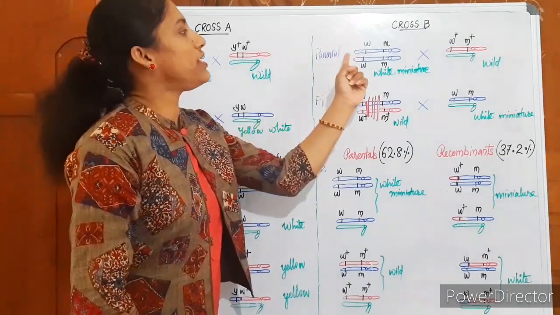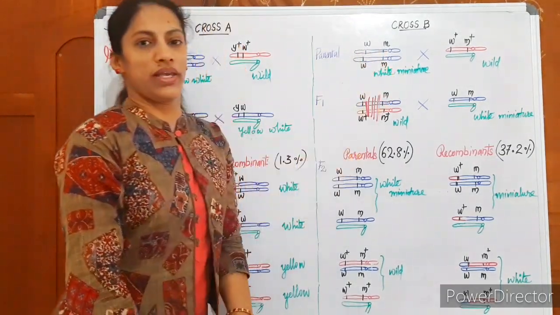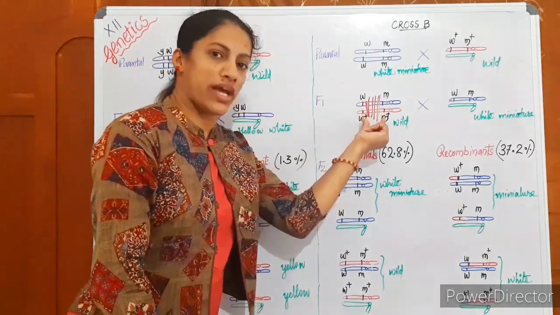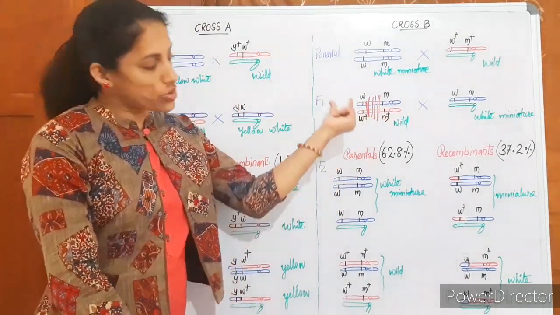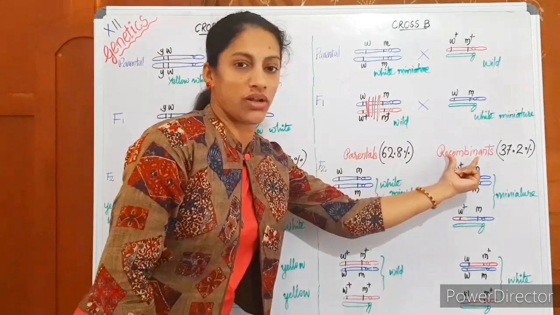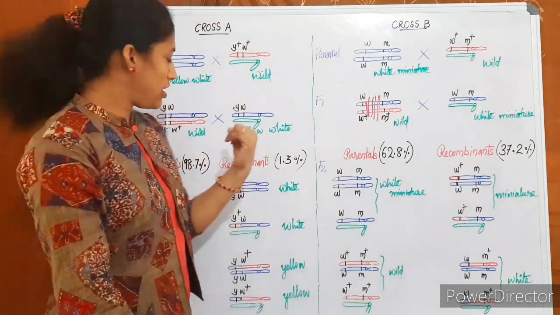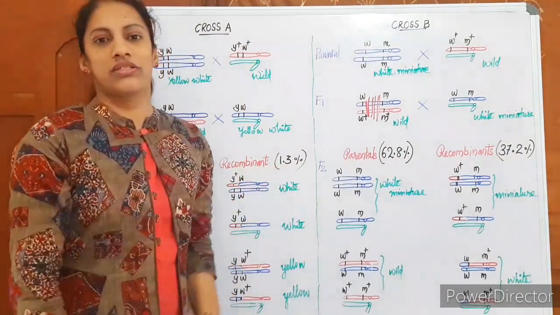So in cross B, since the two genes are distantly placed, the chance of a crossing over which separates the two genes is comparatively more. So we get more crossover types or recombinants. The recombinants are about 37.2%. It is very high compared to this.